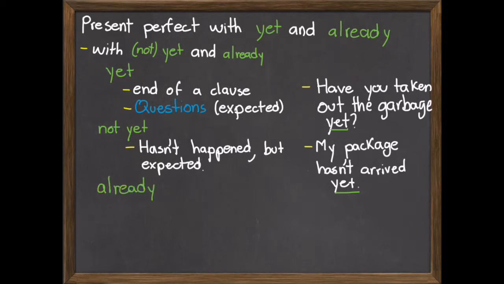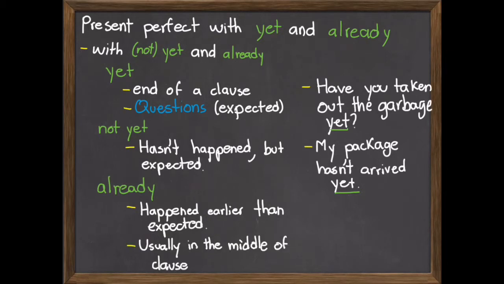Now let's look at the word "already." We use "already" to say that something happened earlier than we expected. It is usually in the middle of a clause, but it can be used at the end of a clause for emphasis. For example, I've already had lunch. Meaning that it has happened earlier than we expected it to happen. We can say, I've had lunch already, giving it more emphasis.